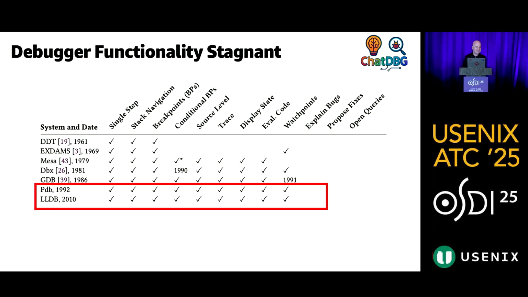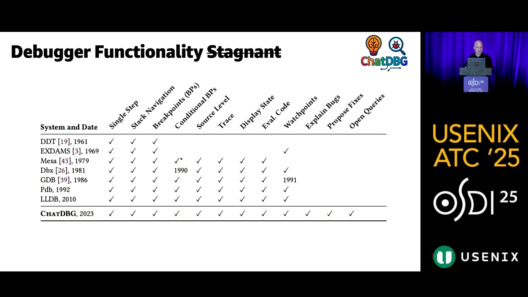So why is this the case? Debuggers have existed for quite some time, but amazingly, their feature set is basically the same, at minimum, since the 90s. If you look at this chart, you can see that GDB in 1986 had basically all of the features except one tiny feature that they added in 91. Right? This is a long time ago. Nothing has happened. LLDB is the state-of-the-art debugger, and it does basically the same thing as PDB or GDB. So this is pretty grim.